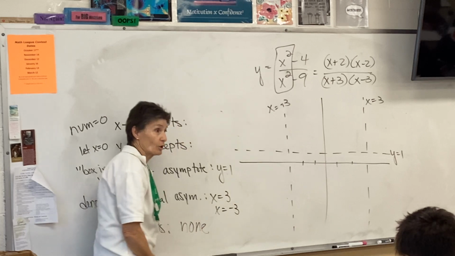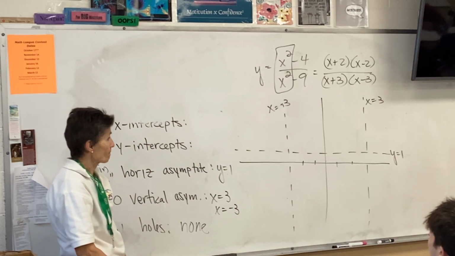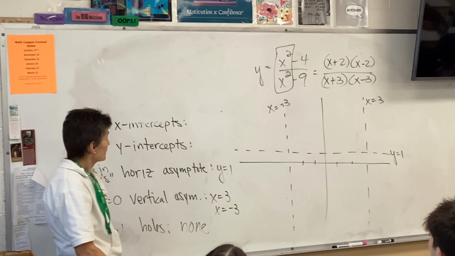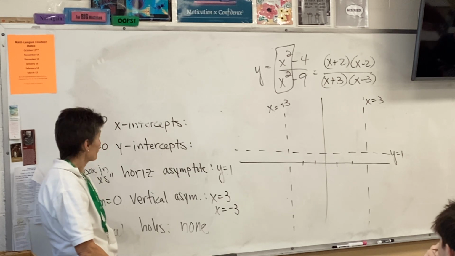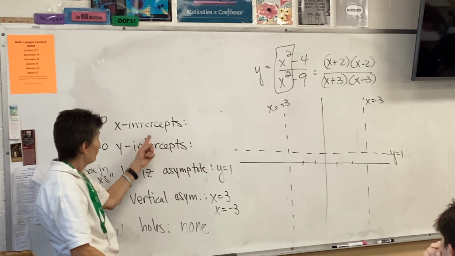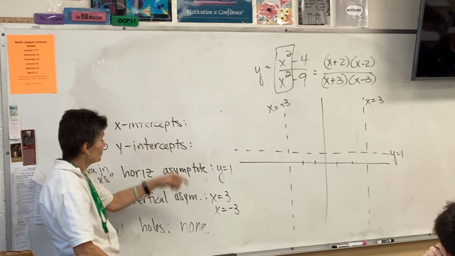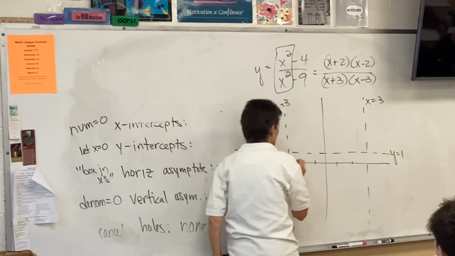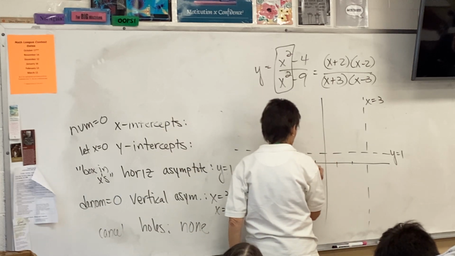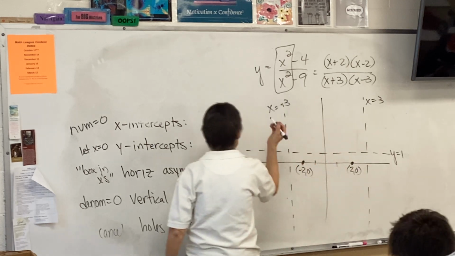So this picture is going to look different now. So it's going to look different, and that's okay. All right, what else do I know? What makes the numerator 0? What numbers would make the numerator 0? Positive 2 and negative 2. So there's 2 x-intercepts, that's fine too.